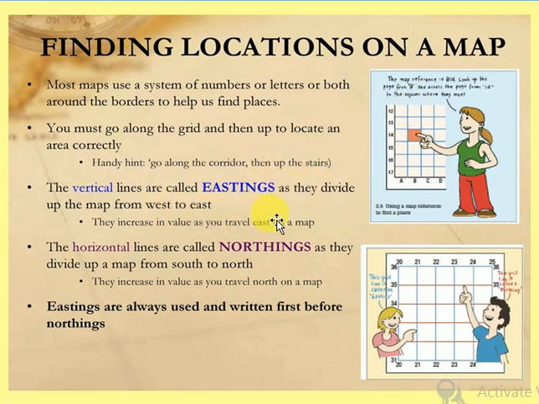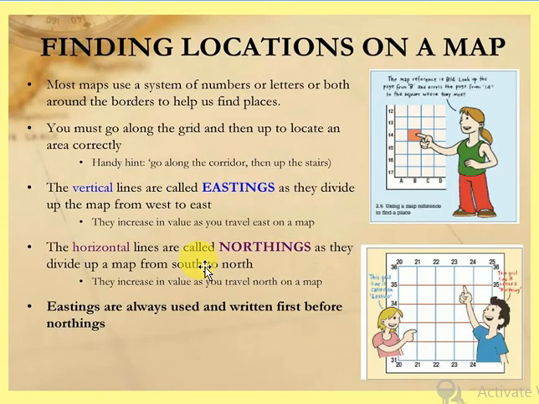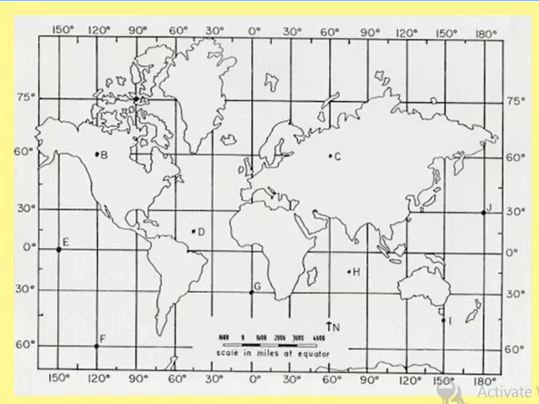The vertical lines are called eastings. These lines are eastings, and these are your northings, the horizontal lines. They increase in value as you travel north on the map. So as you travel towards the north, you will find an increase in values. From here, if you go towards the north, you will find the increase like 30, 60, 70 like this.